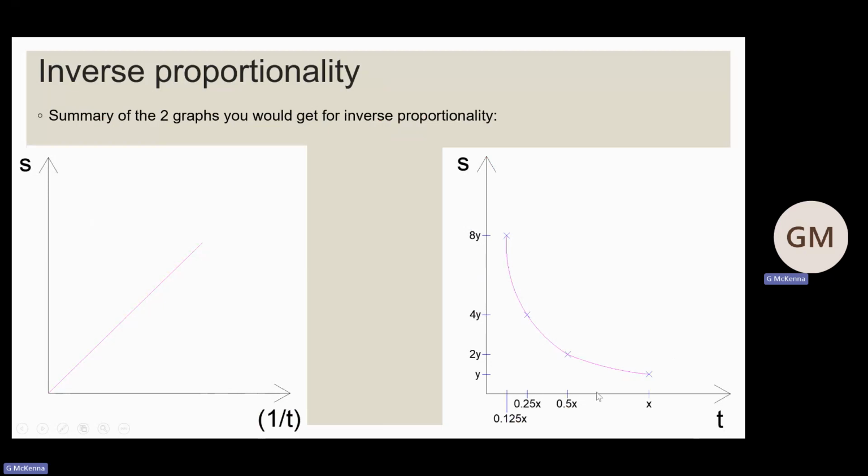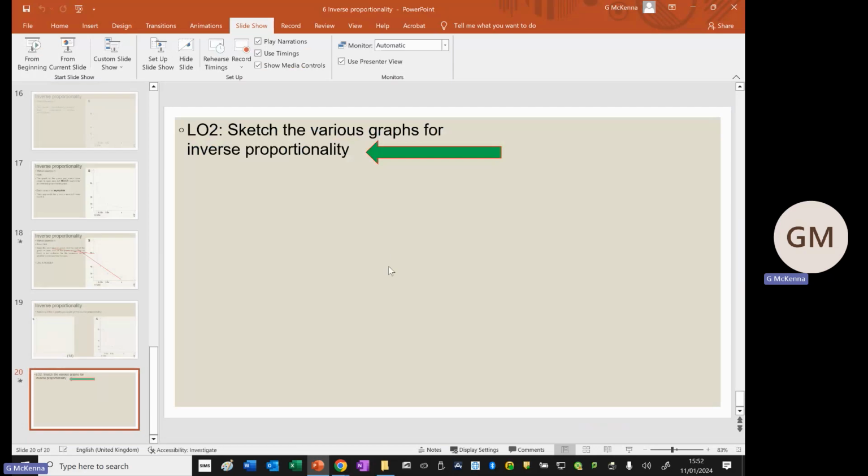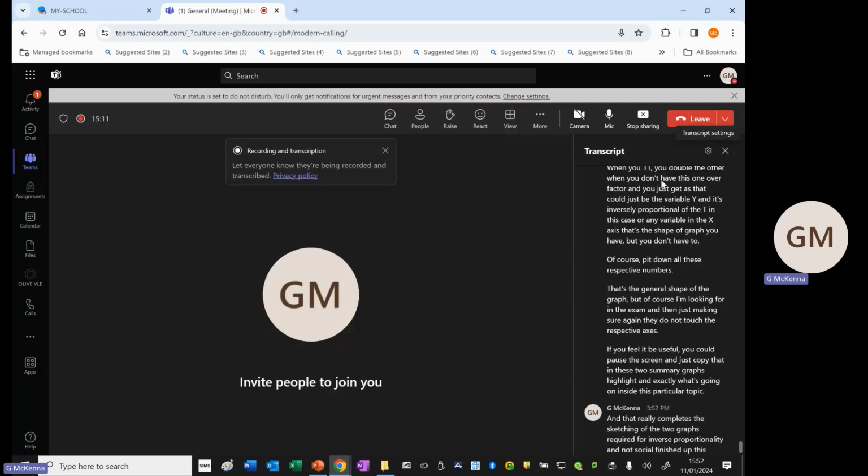You don't have to, of course, put down all these respective numbers. It's the general shape of the graph that, of course, they're looking for in the exam, and then just making sure, again, they do not touch the respective axes. Now, if you feel it would be useful, you could pause the screen and just copy down these two summary graphs, highlighting exactly what's going on inside this particular topic. And that really completes the sketching of the two graphs required for inverse proportionality, and that's us finished up this particular section as well.